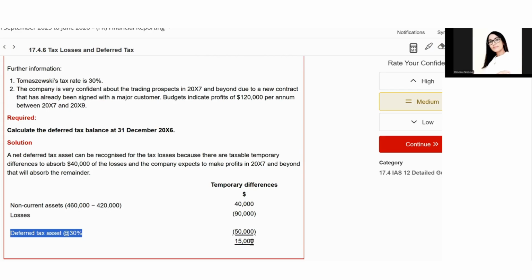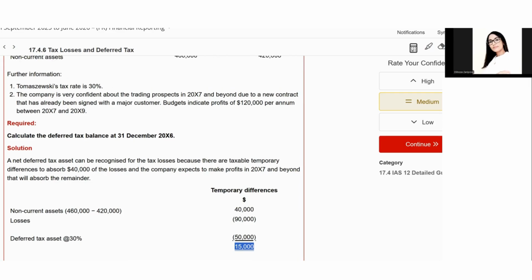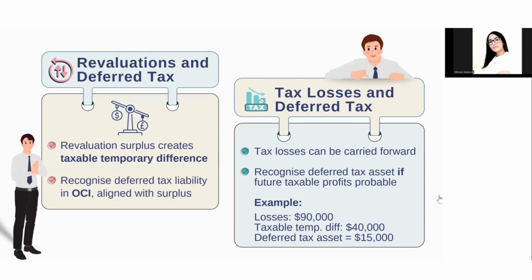So, and we can recognize this one in this case because they are expecting profits in the future. If in the case, right, in the problem that you are going to solve in your exam or in the future, just to practice, if you see here that they are not expecting any profit, then you should not, if you calculate it and you have deferred tax asset, you should not recognize this one. All right. So this is the main thing about the losses that are carried forward in the future and how they affect the deferred taxes.